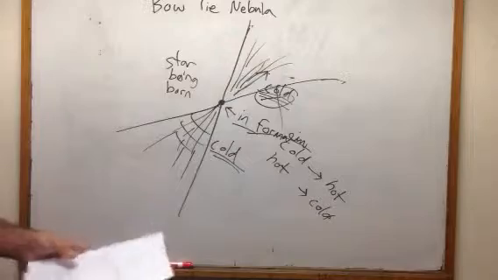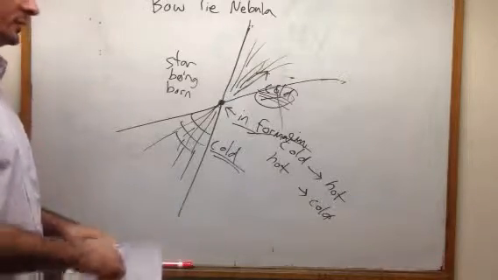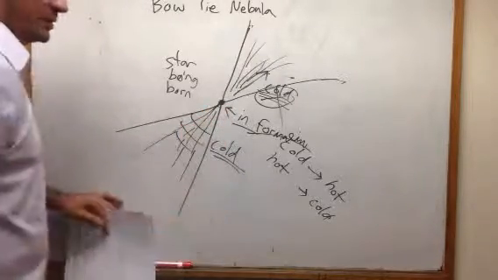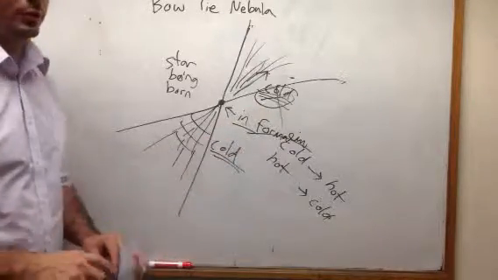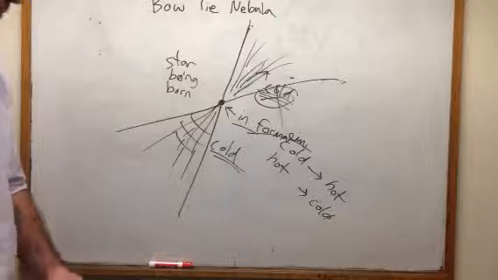Hopefully people can understand the difference between exothermic and endothermic. Endothermic would be stars being born. Exothermic would be the stars dying and releasing all the heat.